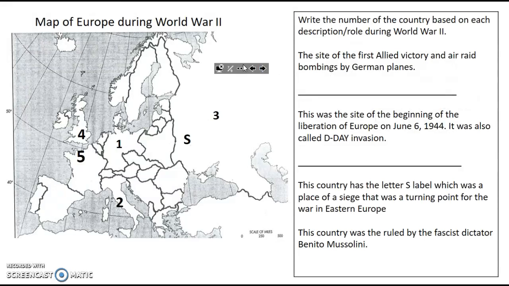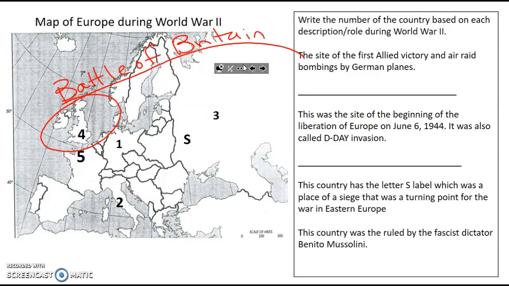Another activity dealing with the map of Europe during World War II. The description says, write the number of the country based on each description and role during World War II. First one says the site of the first Allied victory in air raid bombings by German planes. I'm going to draw an arrow to that, and that's right here, number 4. And this was the Battle of Britain, which is in the city of London.